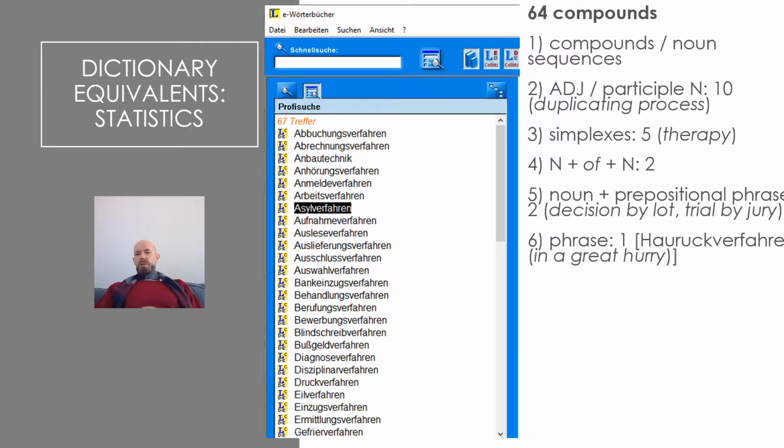Simplexes, there are only 5 of those. For instance, therapy, Behandlungsverfahren, I think, and noun plus of plus noun is in 4th place, together with noun plus prepositional phrase. So these are very rare. For instance, decision by lot, which is Losverfahren, and trial by jury, which is Schwurgerichtsverfahren, I think. 6 phrases, only one example, and this is a colloquial example, of course, etwas im Hauruck-Verfahren durchziehen, to do something in a great hurry.